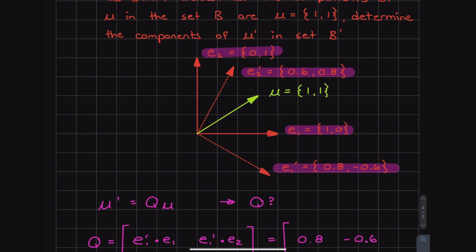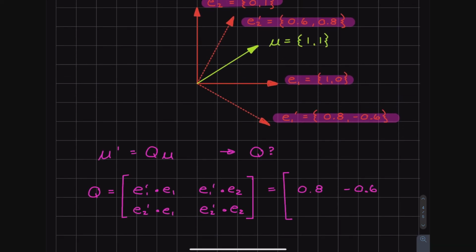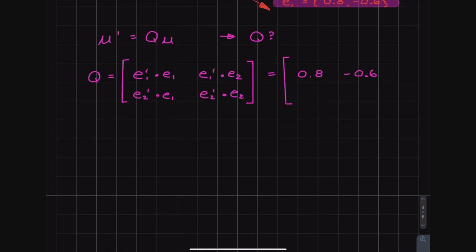And similarly, the second row components of Q are just going to be the components of e2 prime. So e2 prime is 0.6 and 0.8. So I can come down here and I just go 0.6 and 0.8. So now I have my Q matrix. So I'm just going to finish that up nicely. And then all I have to do is multiply that Q matrix by u.